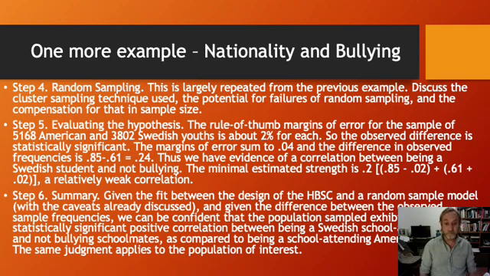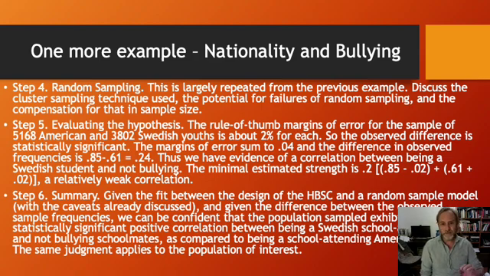Okay, so now step 5, evaluating the hypothesis. So where do we find this weak correlation? How do we decide this? Well, the rule of thumb margin of error for a sample of 5,000 and 3,800 is 2% each, close enough. So that means the observed difference is statistically significant, and here we're doing the quick rule of thumb. The margins of error sum to 0.04. The difference in the observed frequencies is 0.85 in Sweden, 0.61 in the US, so that's 0.24. That's definitely bigger than 0.04. So evidence of a correlation.